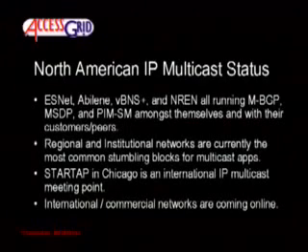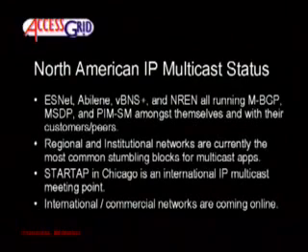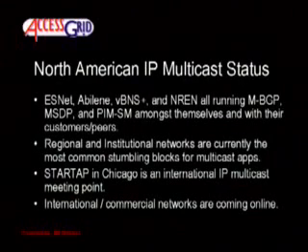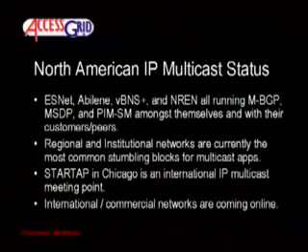The regional and institutional networks are currently the most common stumbling blocks for multicast applications. When I say regional, it used to be that some of the gigapops weren't multicast enabled. That's getting a lot better now. I'm finding that the institutional networks, like within a university or a national lab or a company, are the most difficult stumbling blocks. A lot of reasons for that.